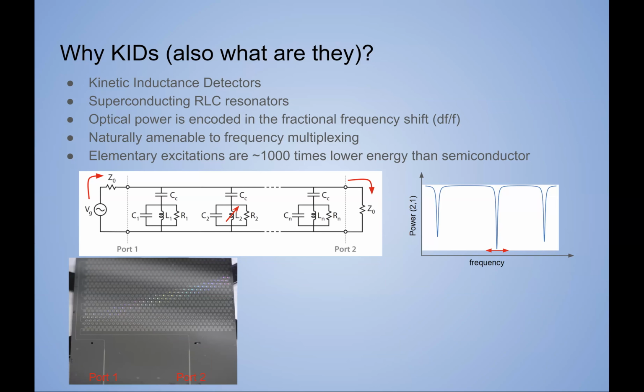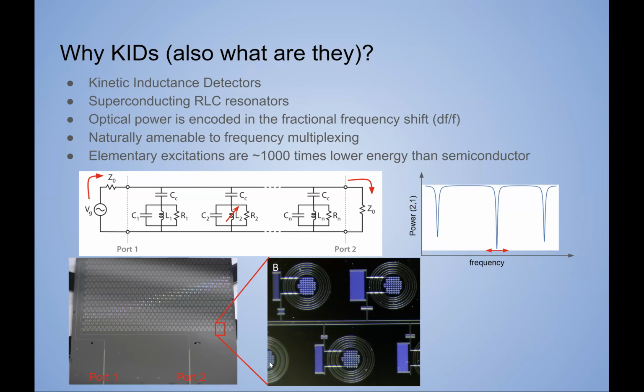But here we just have an actual device. So port 1, port 2, those are the in-out ports. And then you have to zoom in to see these things. So close up, that's the coupling capacitor on the bottom. And then this is the resonant circuit itself. That's C, that's L. This is an interdigitated capacitor, basically two sets of fingers. And then there's some R in there, just distributed. Optical power goes here.